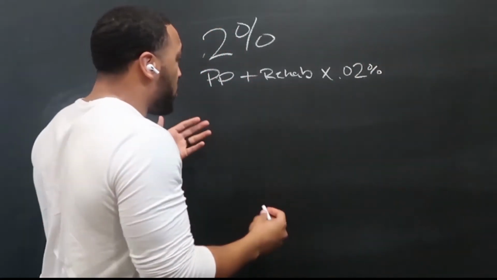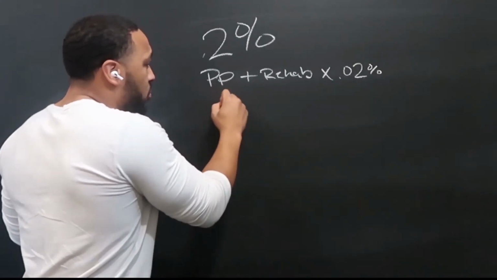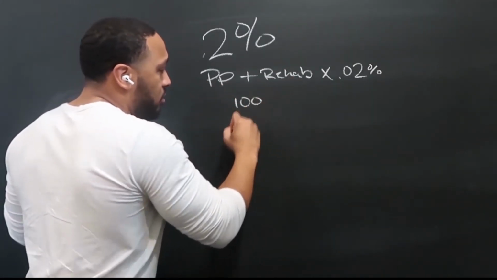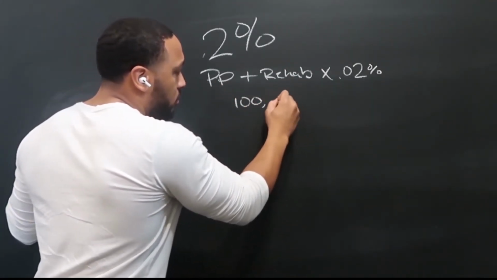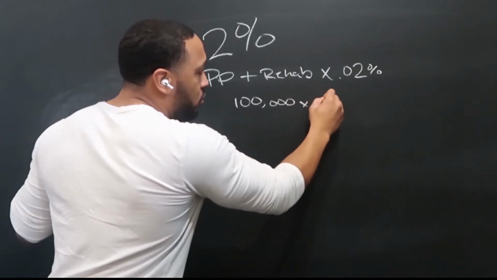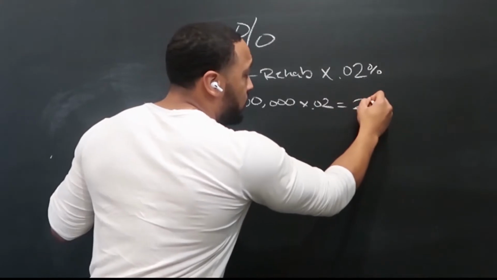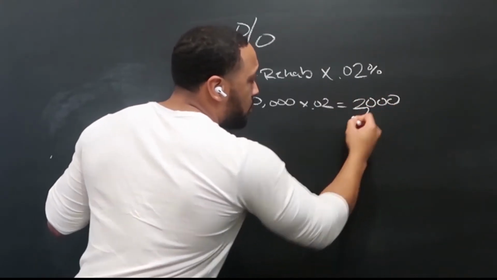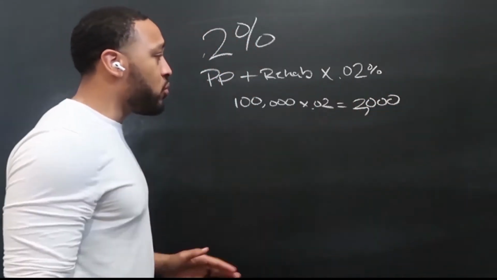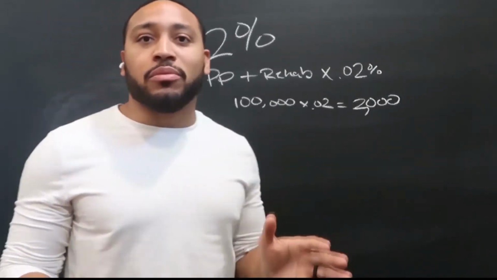And in this particular case, if purchase price plus rehab is $100,000 times 0.02, what's this going to leave us with? It should leave us with $2,000, right? That's the 2% rule. Now, I've got to be honest, this is a disclaimer here.